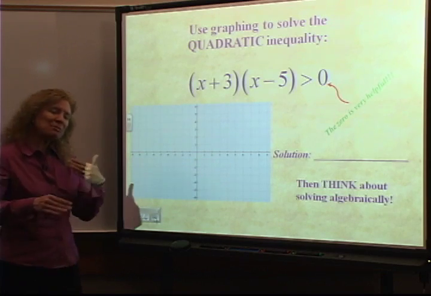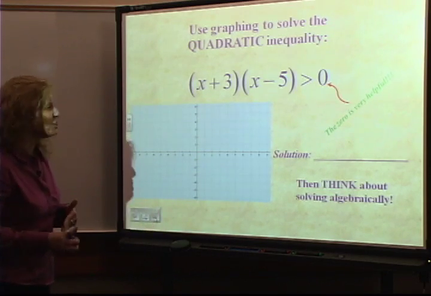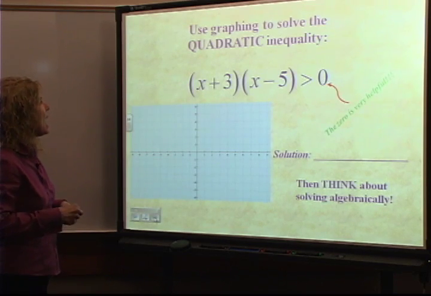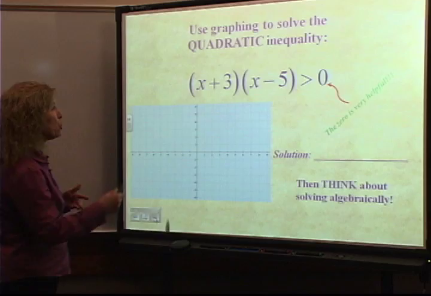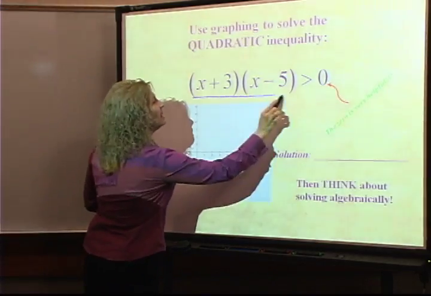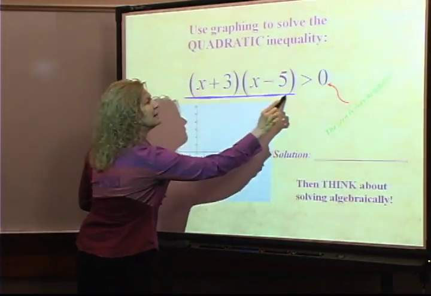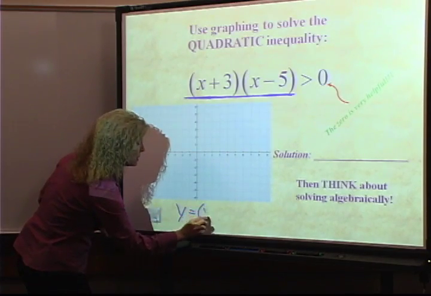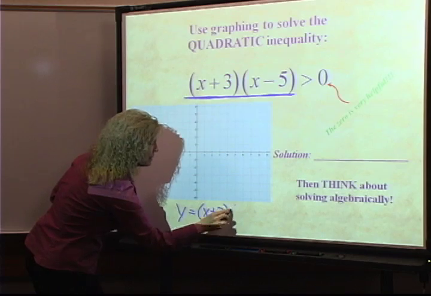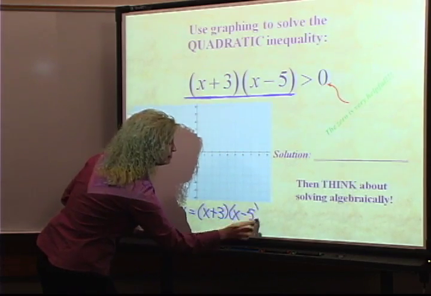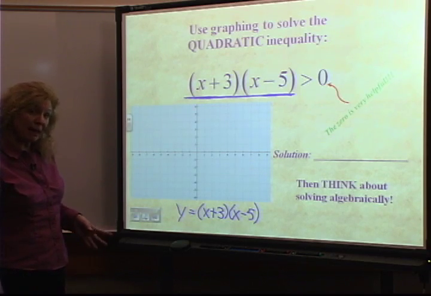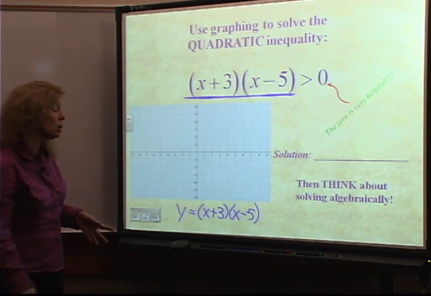Well, now we go up to the next simplest polynomial. We're looking at a second degree, or a quadratic. And essentially what we're going to want to graph is y equals x plus 3 and x minus 5.